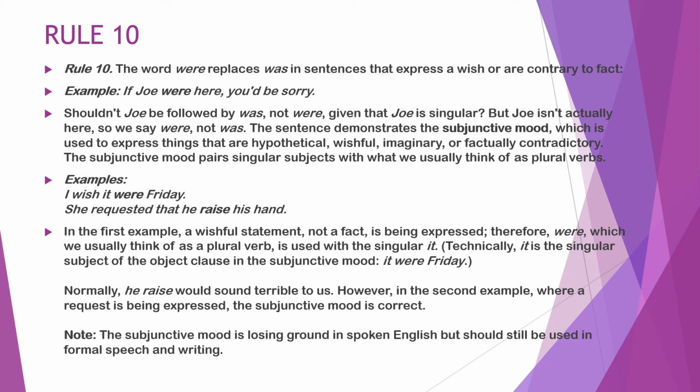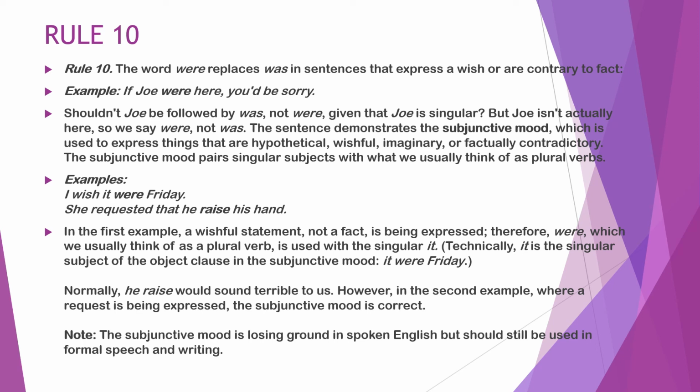She requested that he raise his hand. In the first example, a wishful statement, not a fact, is being expressed. Therefore, "were", which we usually think of as a plural verb, is used with a singular "it". Technically it is singular, but the subject of the object clause is in the subjunctive mood. It were Friday. So it's not Friday, right? Okay.